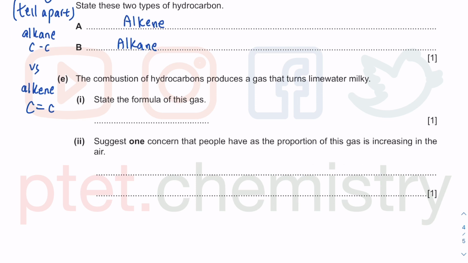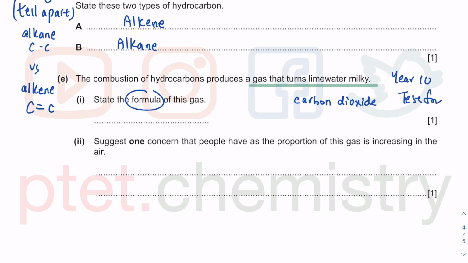Part E, combustion of hydrocarbons. This gas gives lime water milky. They want the formula of the gas. The gas is definitely carbon dioxide. This is from year 10. Year 10, test for gases as part of experimental chemistry. They want the formula, which is part of year 9. Year 9, covalent bonding under dot and cross, as well as covalent bonding chemical formula there.